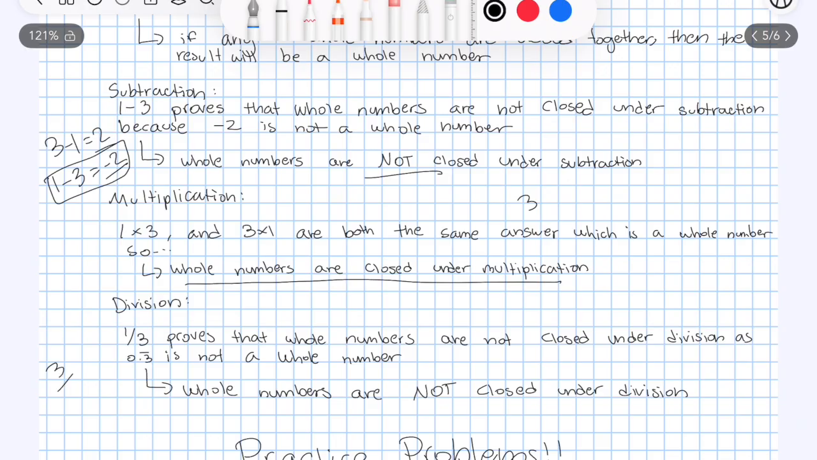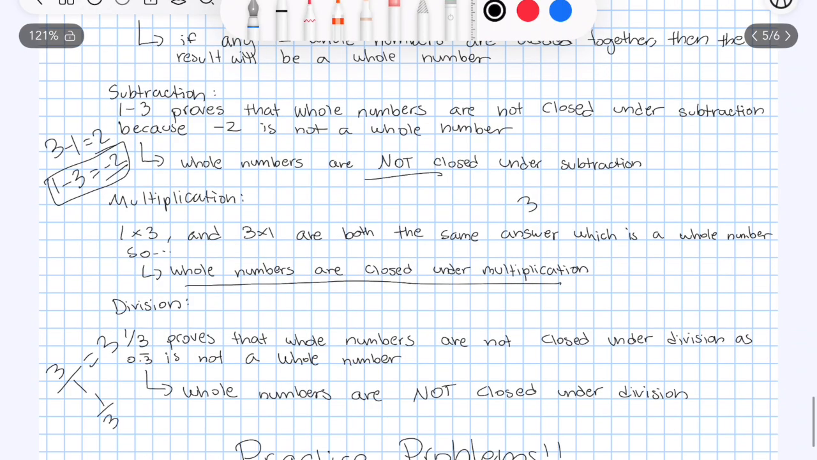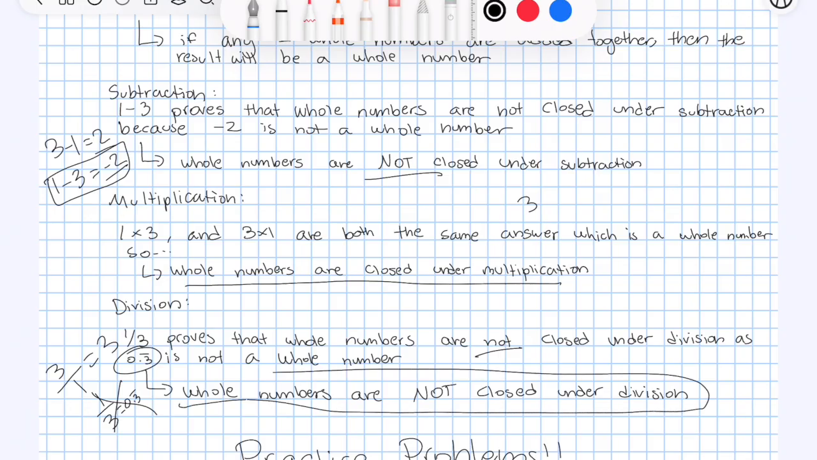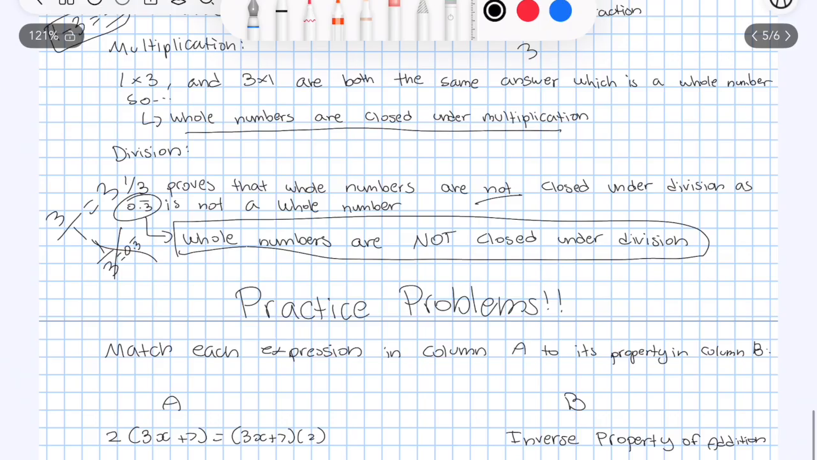Division. We have 3 divided by 1, which is 3, but there's also 1 divided by 3, which is 0.3 repeating, and that is definitely not a whole number. And so now this example, 1 divided by 3, proves that whole numbers are not closed under division, as this is not a whole number. And so we can assume that whole numbers are not closed under division.